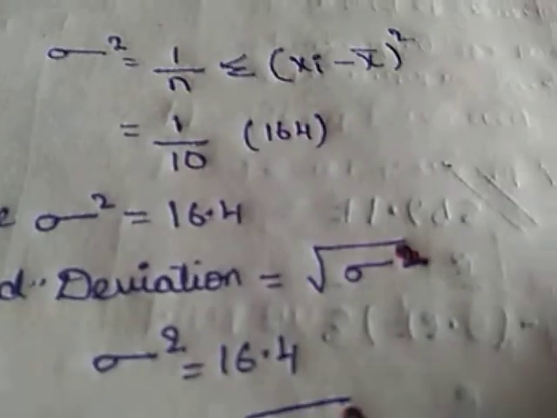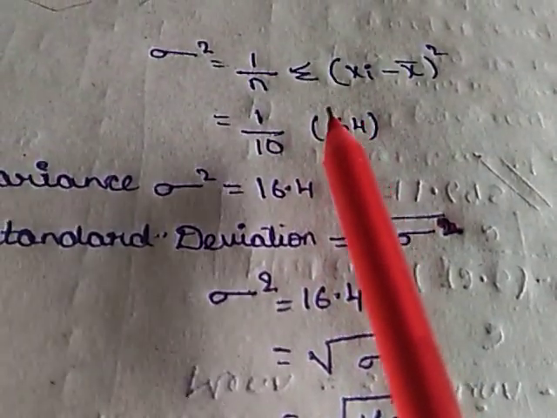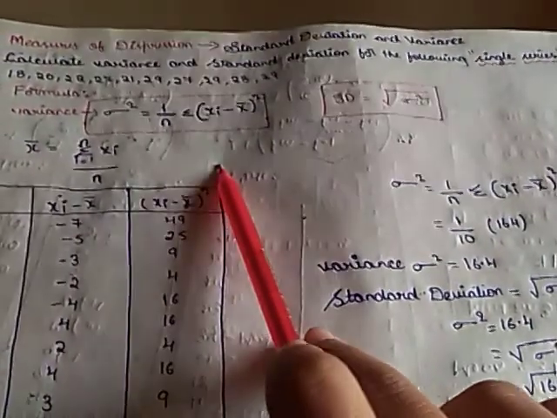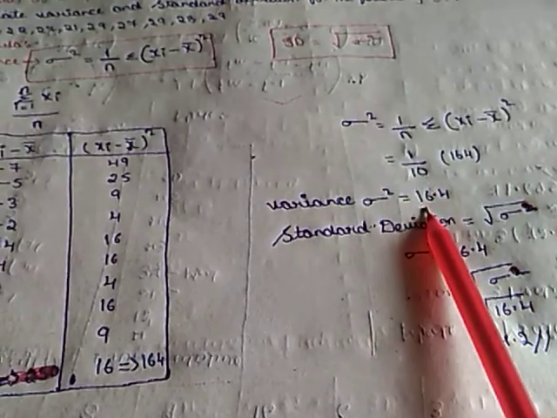Now substitute it in the formula: sigma square equals 1 by n summation of xi minus x bar whole square. 1 by n means the number of values given in the question. There are 10 values, so n is 10, and the summation of xi minus x bar whole square is 164. So through this formula we got the variance value.